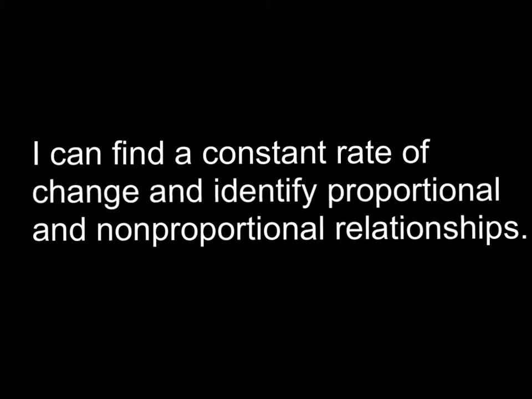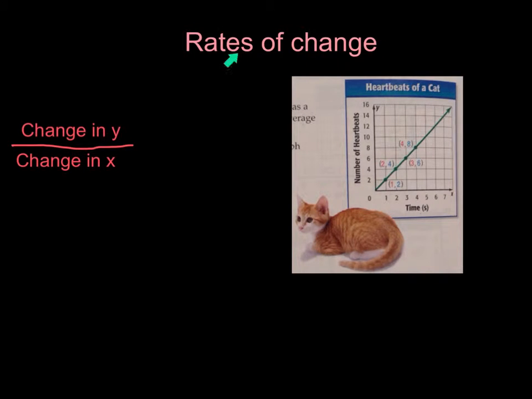Today's learning target is I can find a constant rate of change and identify proportional and non-proportional relationships. So yesterday, if you recall, we found the rates of change in graphs. And to do that, we took the change in the y over the change in the x. So we picked any 2 points on a graph, and we found the change in the y, and then we put that over the change in the x, and that told us the rate of change.